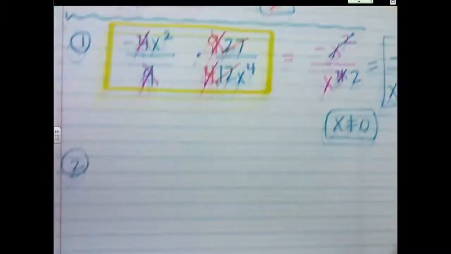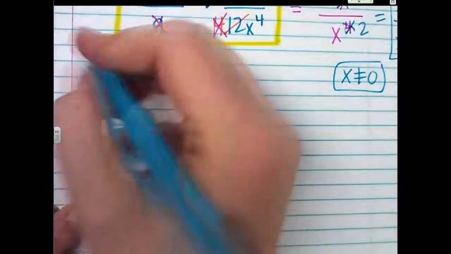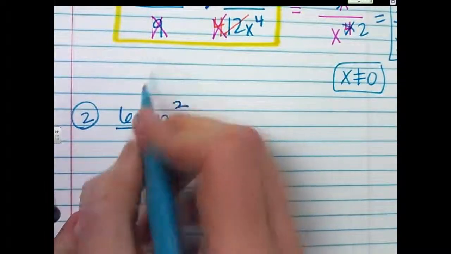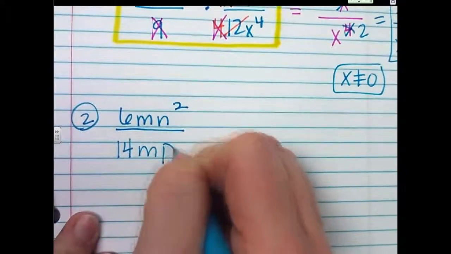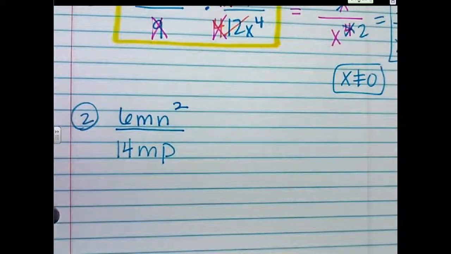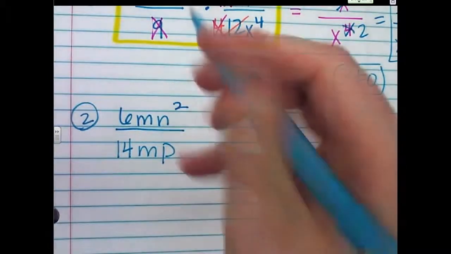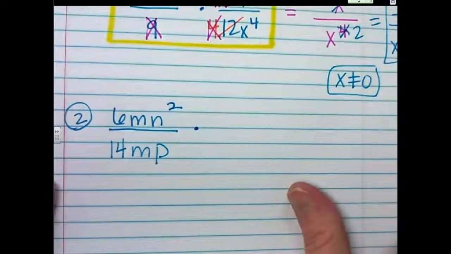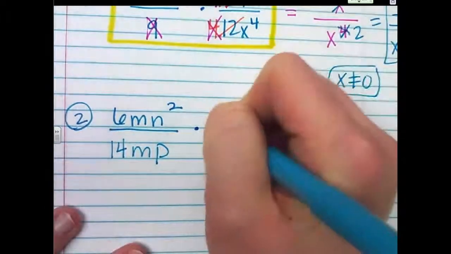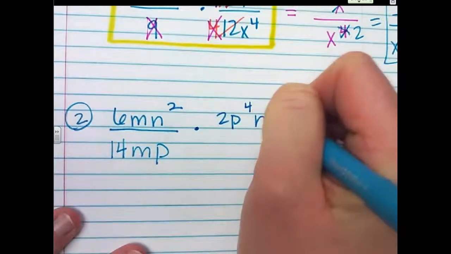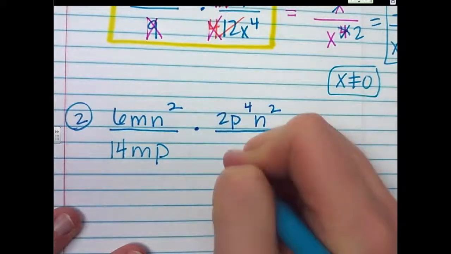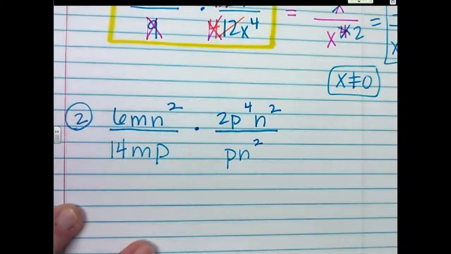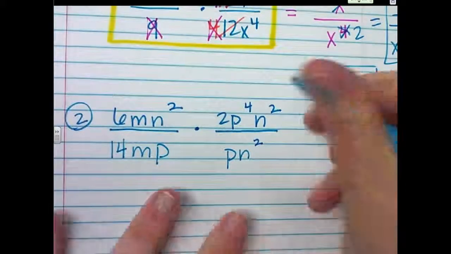Okay, number 2. This one's really ugly, so be careful when you write it. 6mn squared over 14mt times 2p4n2 over pn2. We'll do one more after this, and then we'll move on. Yeah, I've already crossed out my stuff. And then there's one more.